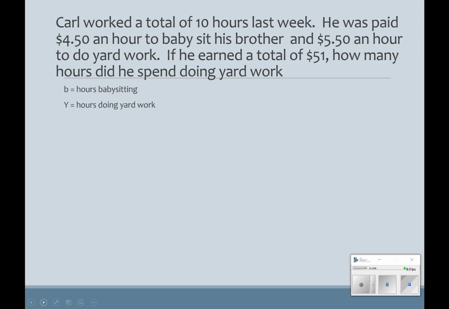Now, we've got our friend Carl here who likes to babysit and he likes to do yard work. And he gets paid $4.50 to babysit an hour and $5.50 an hour to do yard work. So if he earned $51, how many hours did he spend doing yard work? So he did 10 hours. So we're going to have one equation for the hours. And that would be b plus y equals 10.